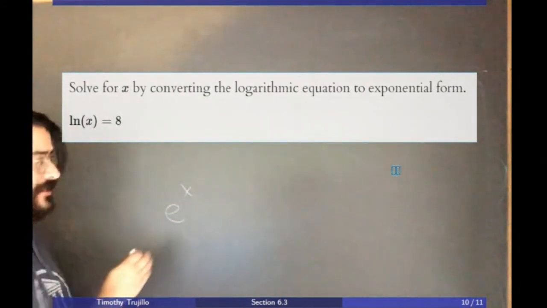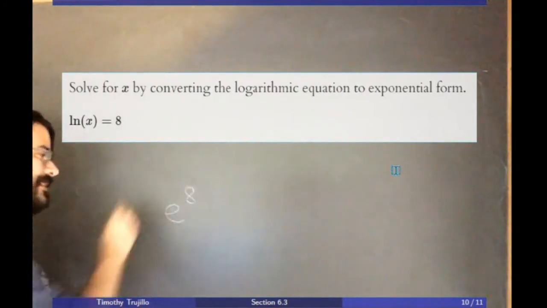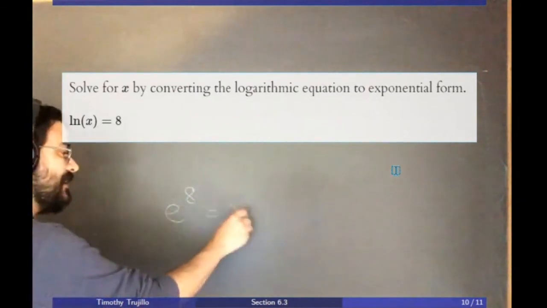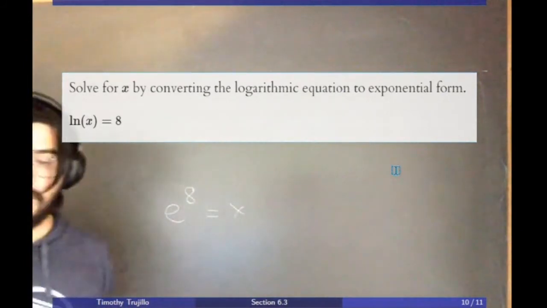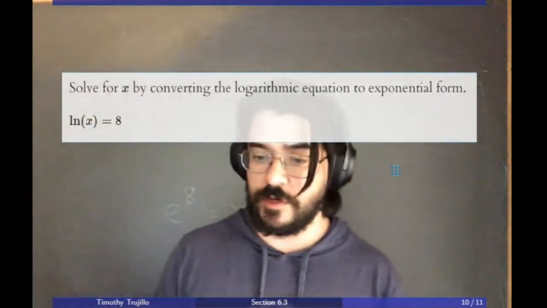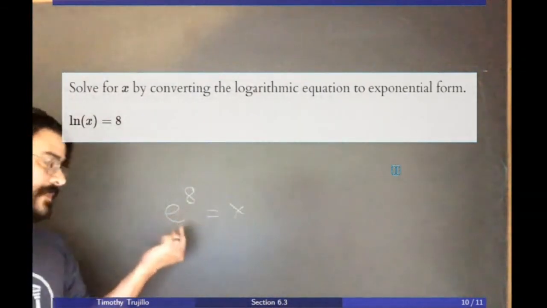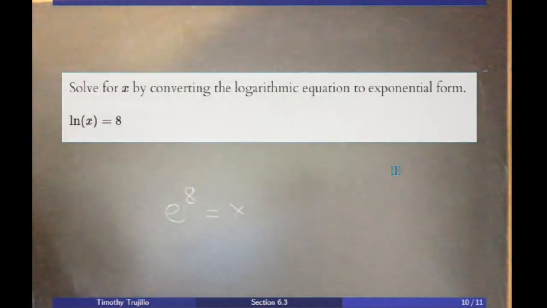And e to the x, not right. Not what you wrote. You wrote e to the 8th, right? Because the exponent is now the output of the logarithmic function, so e to the 8th is equal to x. And you've solved for x in one step, right? You just converted this over to an exponential form, and now in a calculator you could type in the e button and then power of 8, and you could get out a decimal if you would like and determine what e to the 8 is.